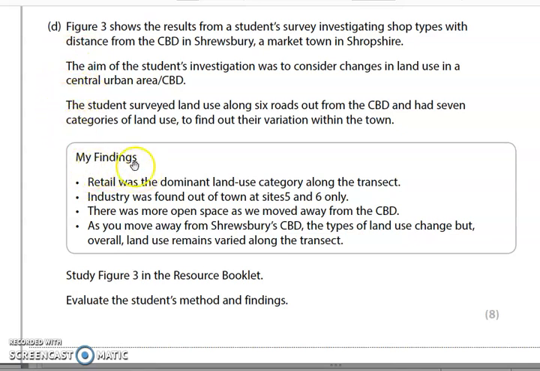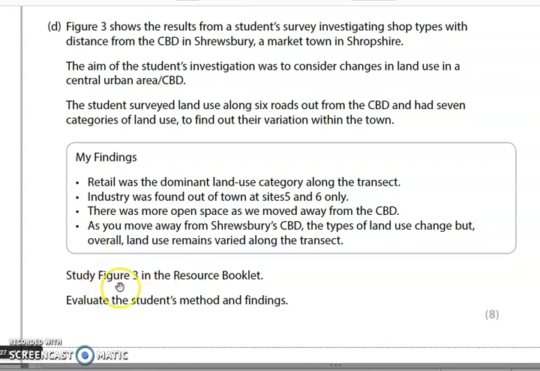Here we talk about the findings. So they found that retail was the dominant land use category. They found that industry was only found in a couple of sites. There was more open space as we moved away from the CBD, and basically overall, as you move away from the CBD, land use changes, but overall land use remains varied along the transect. So there's a wide range of different land uses in all areas, although it does change.